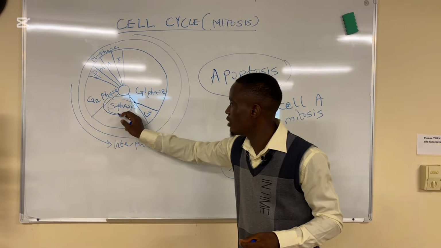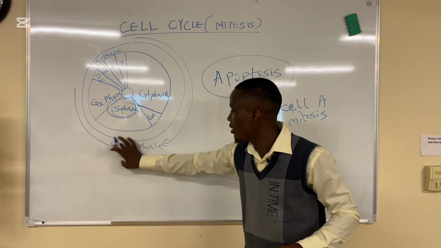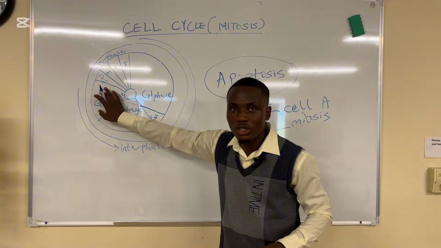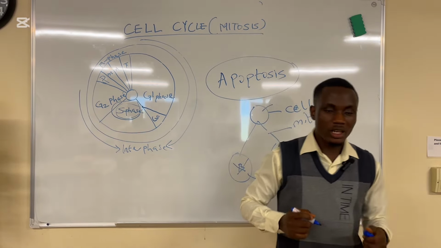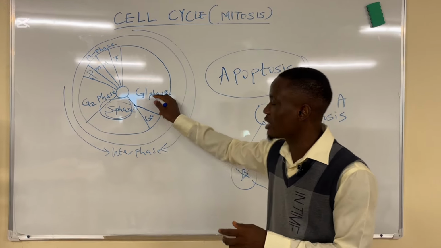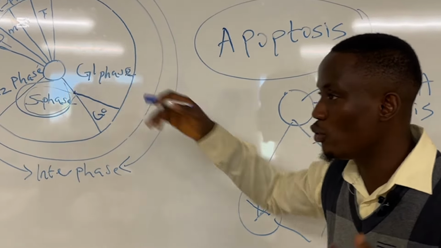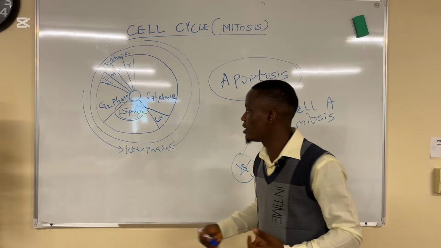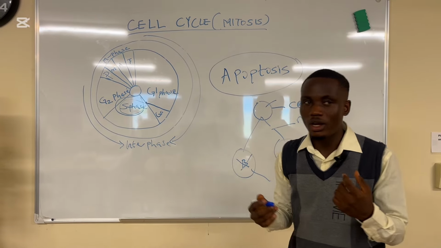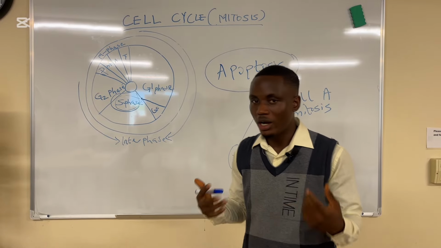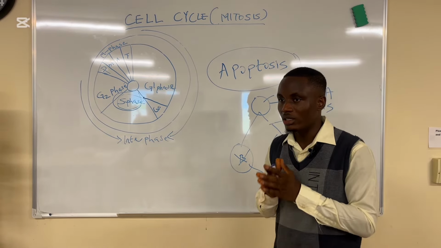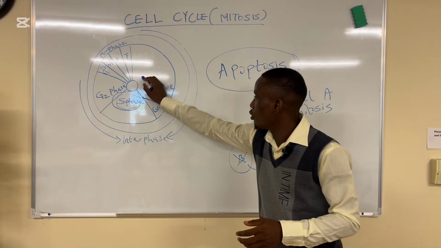So after this S phase, the next phase under interphase, which is the last phase, is what we call the G2 phase. I said something earlier when I was talking about the G1 phase. If you want to think about it, just categorize it as a phase where, imagine when you are traveling and you try to pack your luggage to make sure that you do not forget anything.